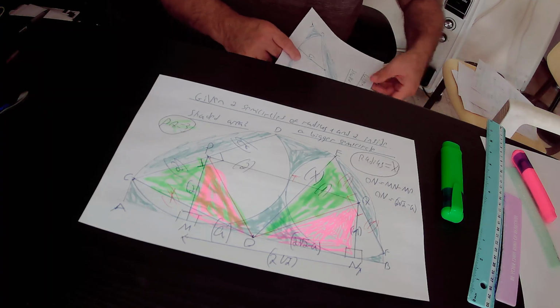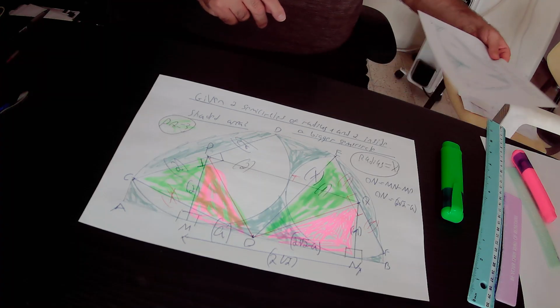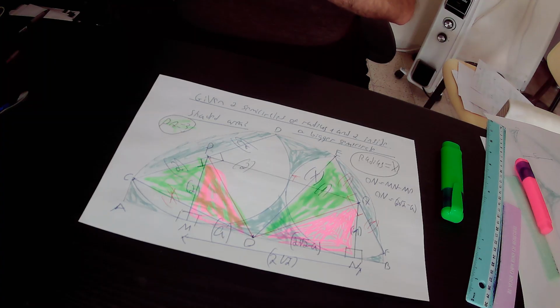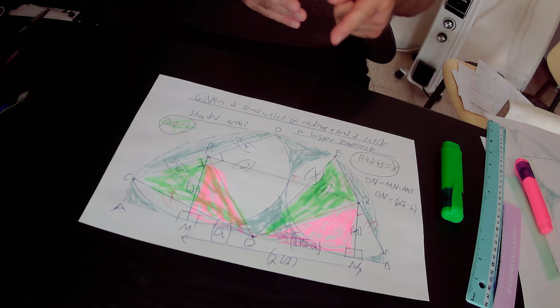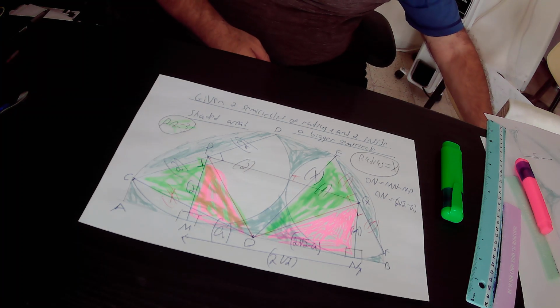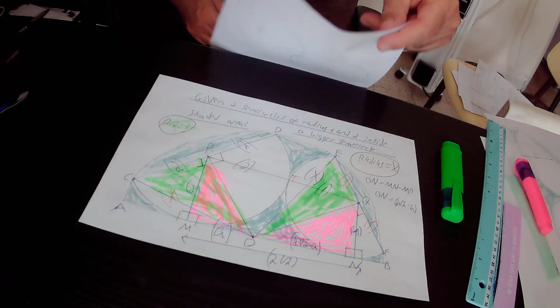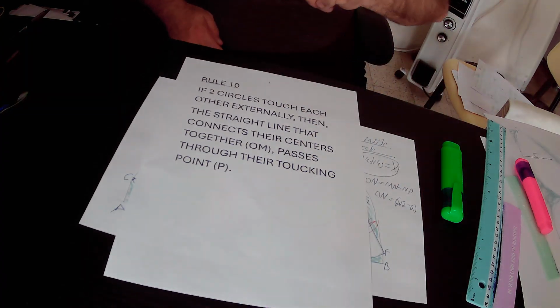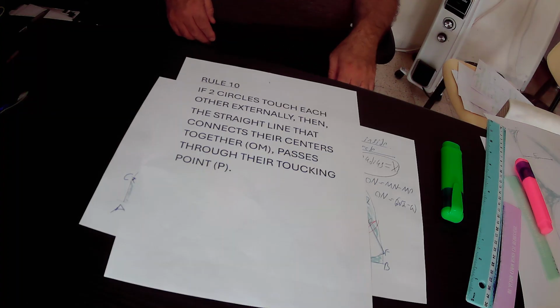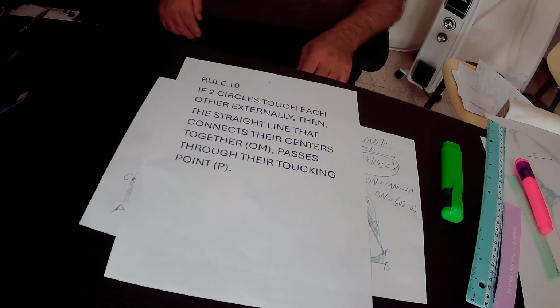We define the touching point of those two semicircles with each other. This point is point T. Whenever you want to examine two circles or semicircles like here, you can implement rule 10. According to rule 10, if two circles touch each other externally, then the straight line that connects the circles together passes through their touching point.